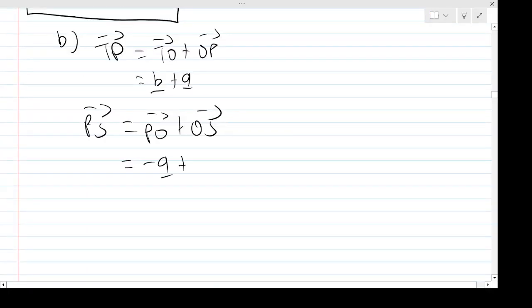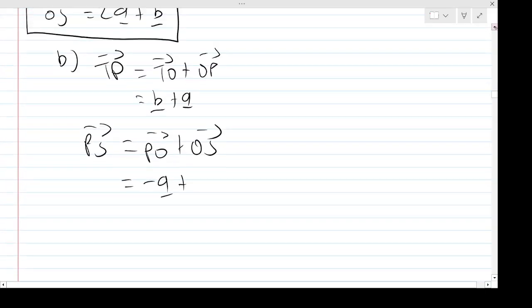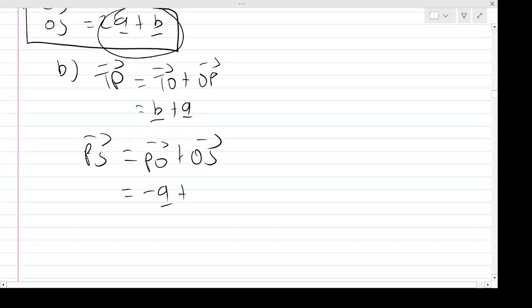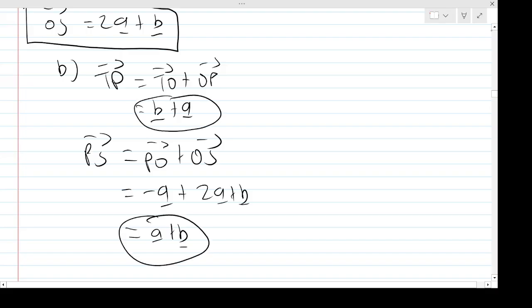Then from O to S, well, we know what OS is. We worked that out in part A. O to S was 2A add B. So if we collect the like terms, 2A minus A is A, add B. Well, what do you know? They're both equal. So therefore TP is equal to PS.